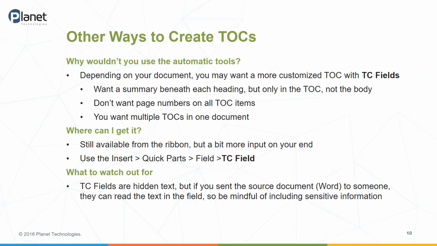Now this depends very much on what you're trying to accomplish and what you're trying to do. But if you have a document where you want that chapter heading, but you also want a summary in the table of contents, you just don't want it to show up in the body. That's one use case. Maybe you don't want page numbers on all of those TOC items. You know, you want the chapter page number, but then on that summary that you're going to add, you don't want that to show a page number because it's not really in the document.